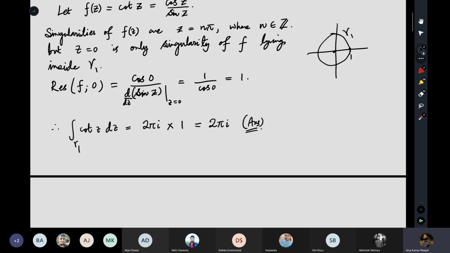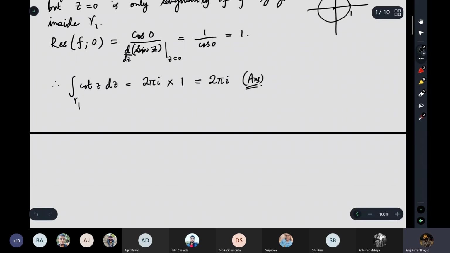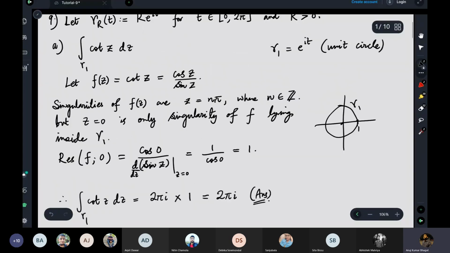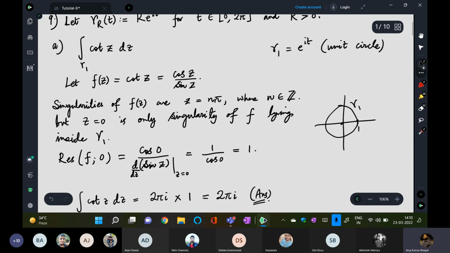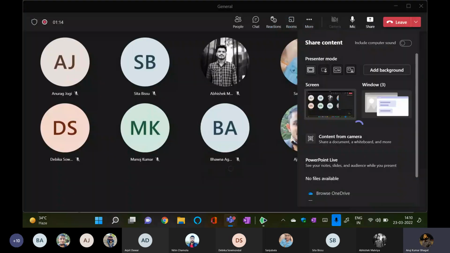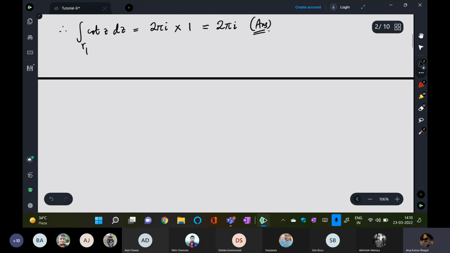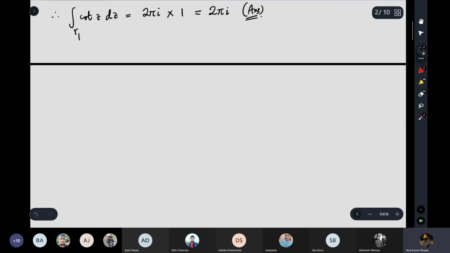Am I clear? Do you have any problem? Okay, just a minute. So let's go to the second problem, number B. So gamma 2.